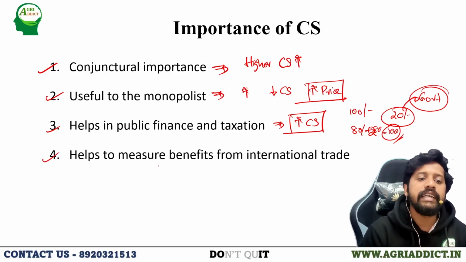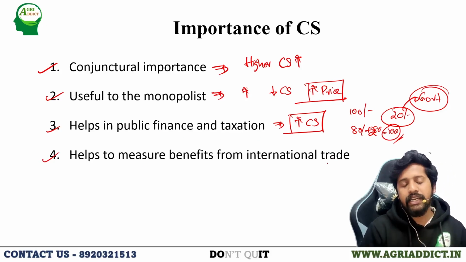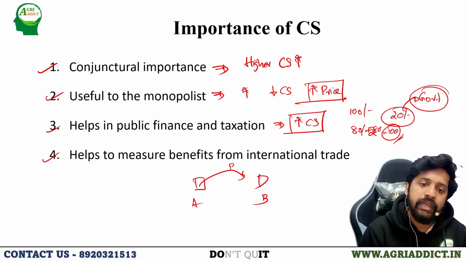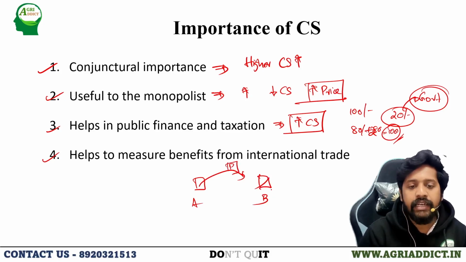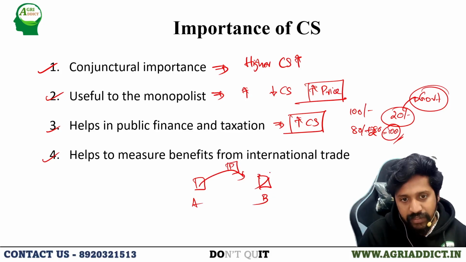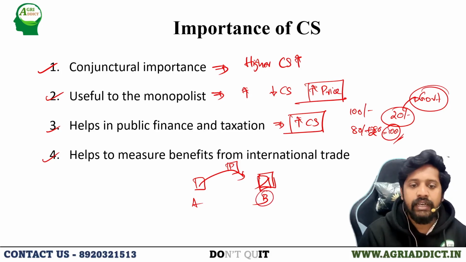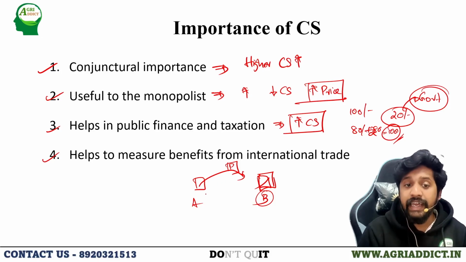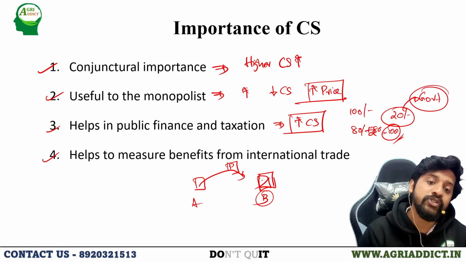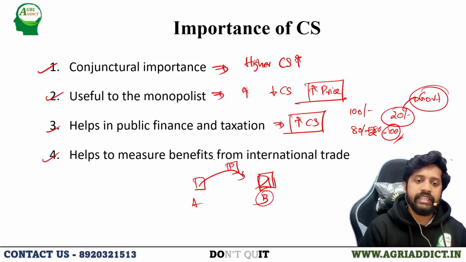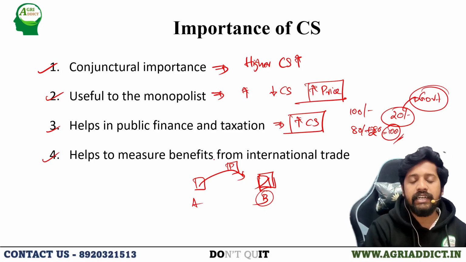And fourth one is it helps to measure the benefits from the international trade. Suppose there are two countries, A and B, and A is exporting a product P to B, and the population of country B is enjoying consumer surplus for these products. What it implies is A can export much more of the products to B, right? So that's how we can tell it helps to measure the benefits from the international trade.